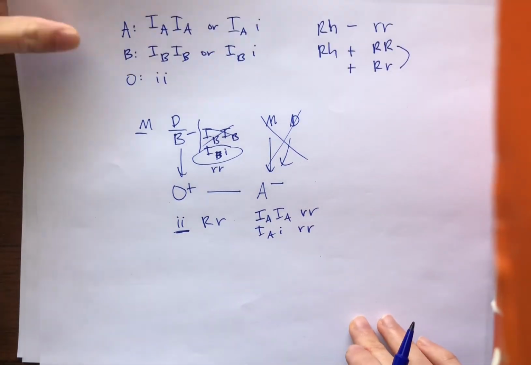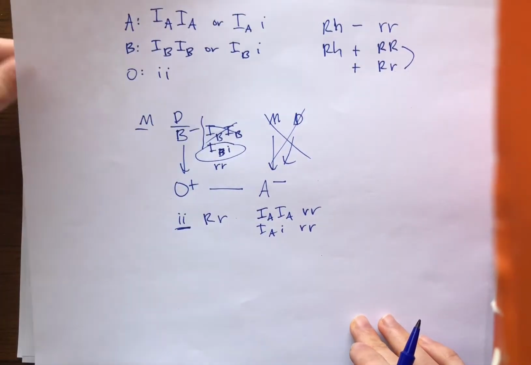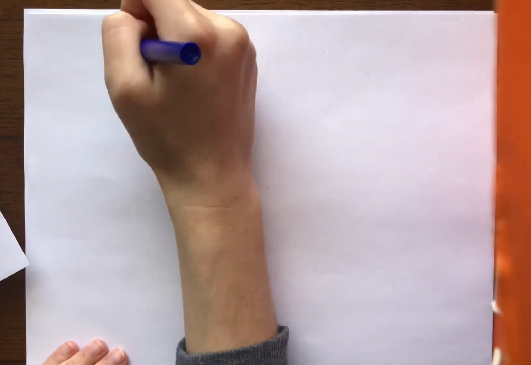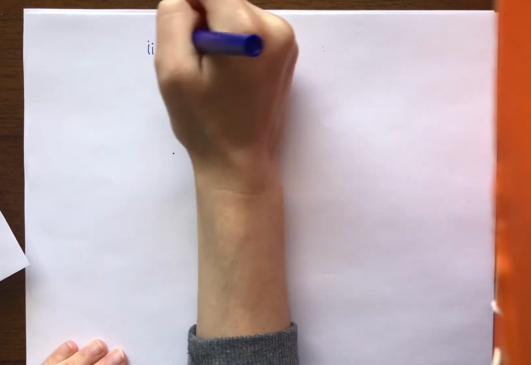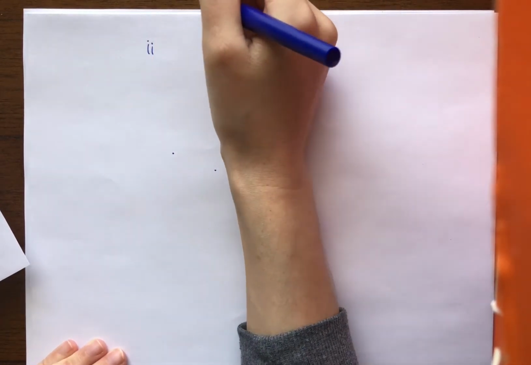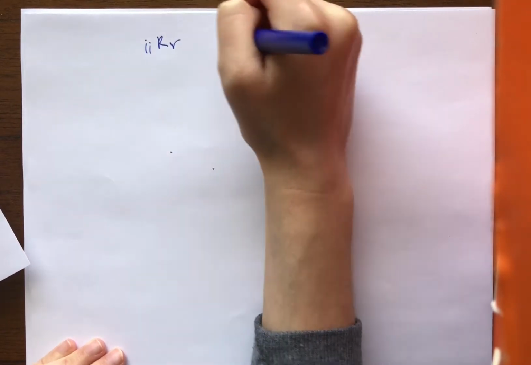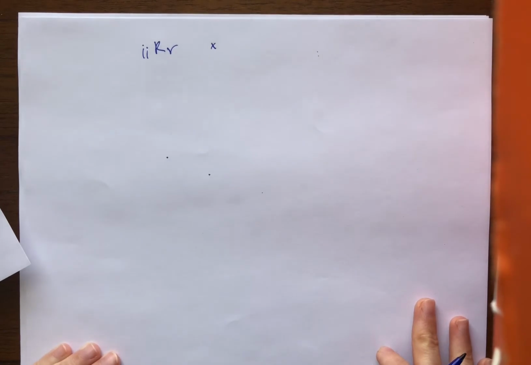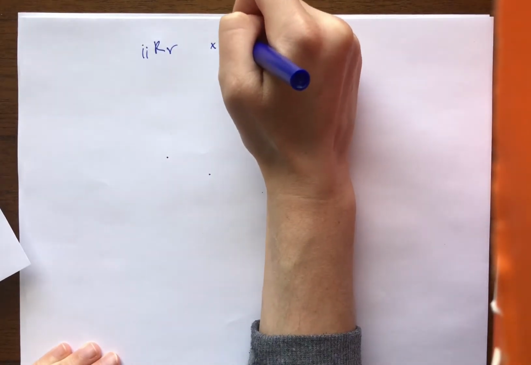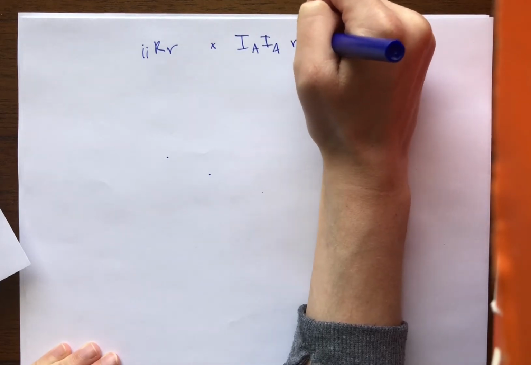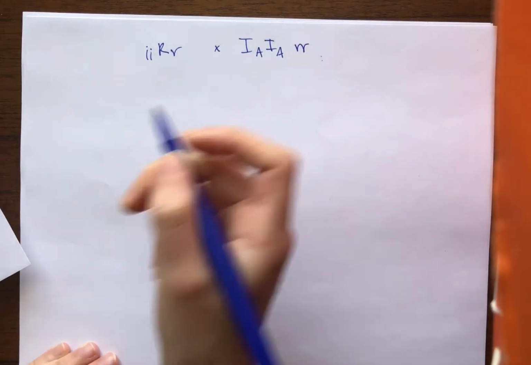Okay, right. Next thing we can do is just cross them. With this information, we can set up a dihybrid cross of our possibilities. The first possibility is we know the woman is small i, small i, big R, small r. And for one of the possibilities of the man, we can cross homozygous blood type A, negative.